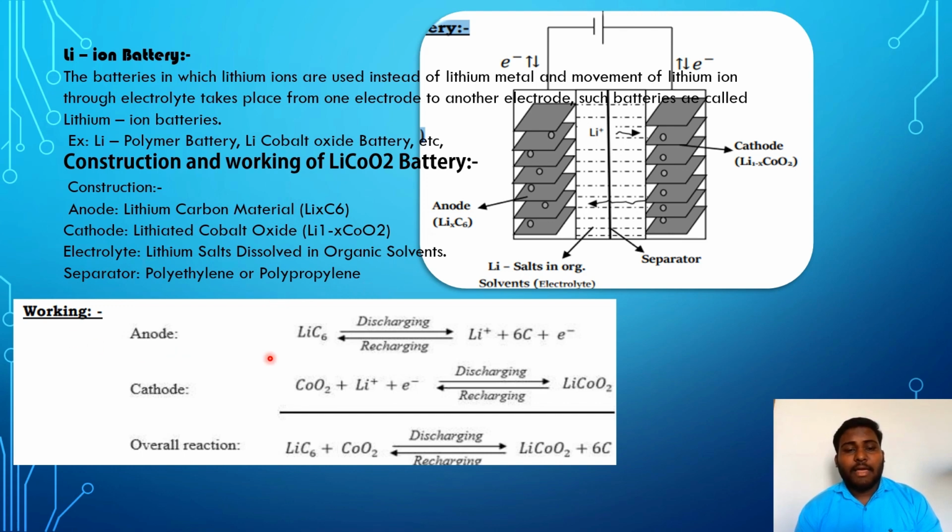Coming to the working part, anode. In the anode, oxidation takes place where LixC6 is converted into Li+ plus 6 electrons, and it is a reversible reaction in the charging and discharging modes. At the cathode, CoO2 plus Li+ plus e- gives LiCoO2 in the recharging and discharging mode. The overall reaction takes place while charging and discharging: LiC6 plus CoO2 gives LiCoO2 plus 6 electrons.